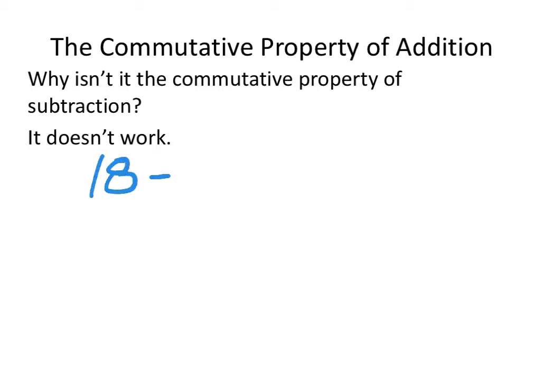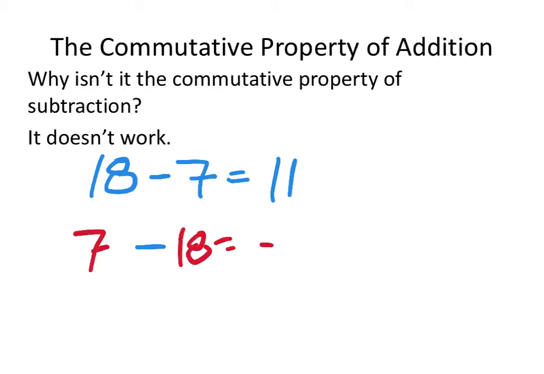If you did 18 minus, I don't know, 7, right? You'd get 11, okay? But let's switch it. Okay, I'm going to keep the minus sign, but I'm going to switch the numbers. So 7 minus 18, that's going to give you a negative number, and it doesn't really matter what it is. It's just that it's not 11, okay? So it does not work if we do use this with subtraction.